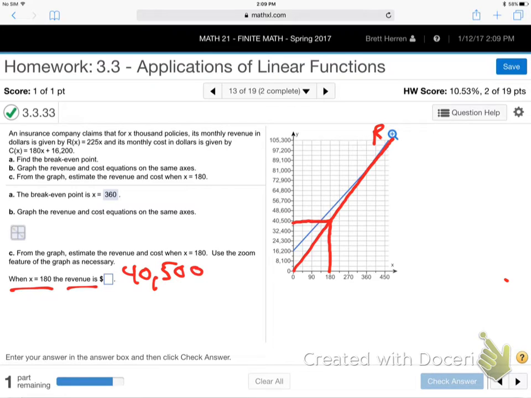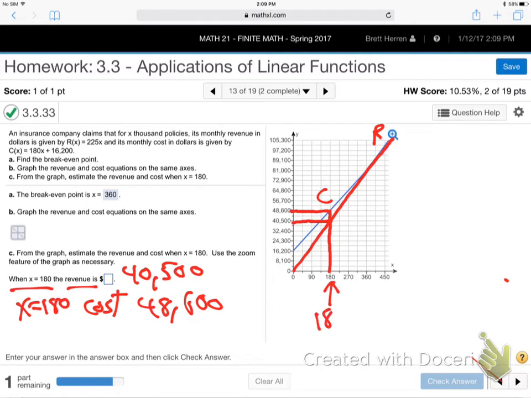Everybody see that? And then they're going to say, okay, same thing for the cost function. When x is 180, what's the cost? Well, just come on up to the cost function. The cost is 48,600. What that means is, if the insurance company only produces 180,000 policies, it's going to cost the company more than it's making in revenue.